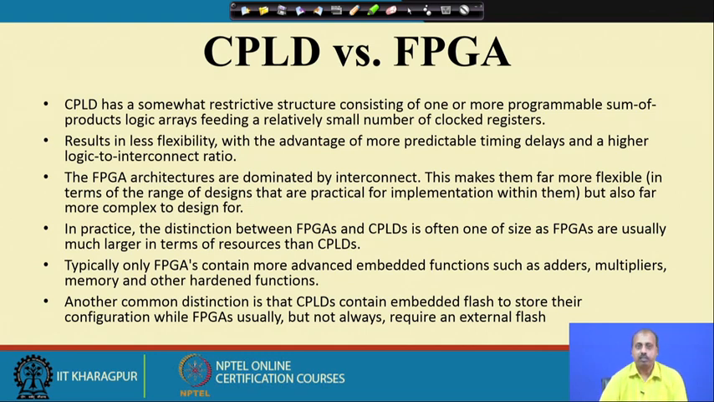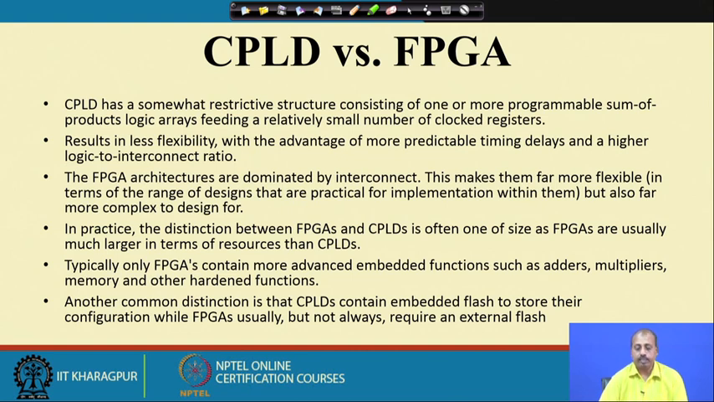Overall, CPLD capacity is less compared to FPGA. As a result, CPLD has less flexibility, with the advantage of more predictable timing delays and a higher logic to interconnect ratio. So, it is less flexible, but at the same time the timing delays that will occur are predictable. Even if this logic is implemented in the programmable part, the distance between those points, or the lengths of the wires, are predictable.